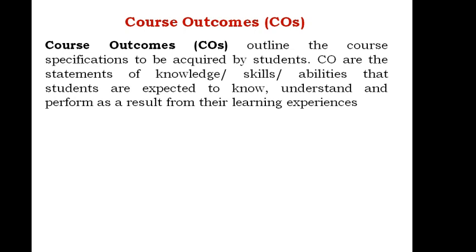Yeah, that is the outline of specification to be acquired by students. So it is one of the statements regarding the knowledge, skill, attitude and behavior. So I'll go with one example regarding these course outcomes. Knowledge and skills, I think, are very easily understandable, but when it comes to attitude and behavior, it comes under moral values. So I'll go with one example.